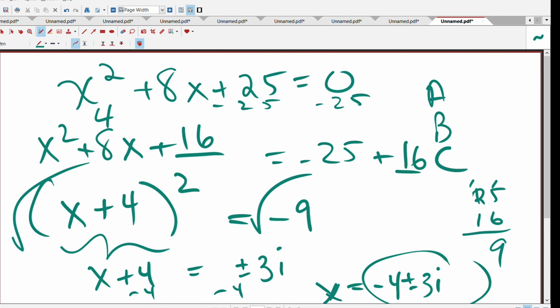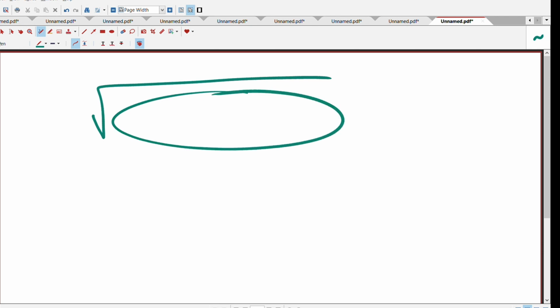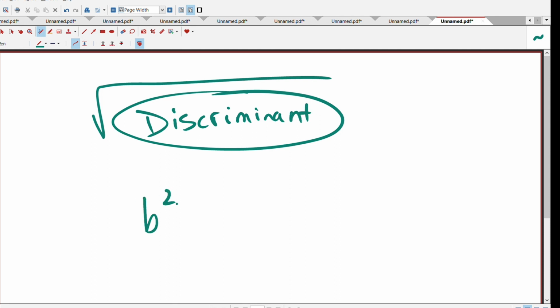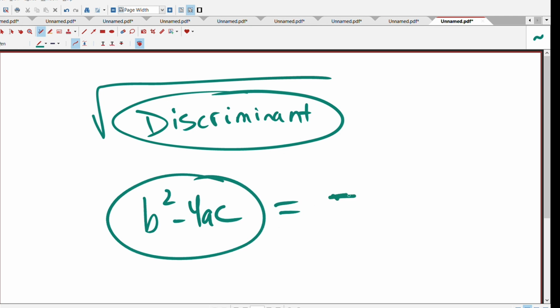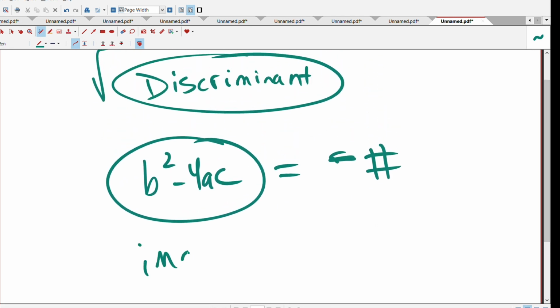Now, how can you tell? How can we tell that it's going to be an imaginary number? What's inside this radical here is known as the discriminant. The discriminant is just the b squared minus 4ac. If this number happens to be equal to a negative number, we know we do not have real roots. We have imaginary roots because you can't have a negative number inside a radical.